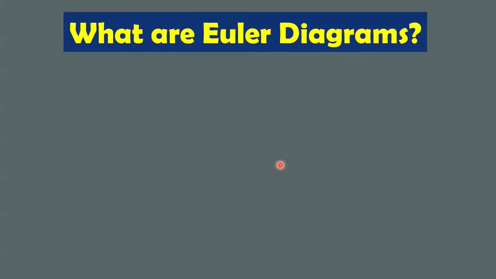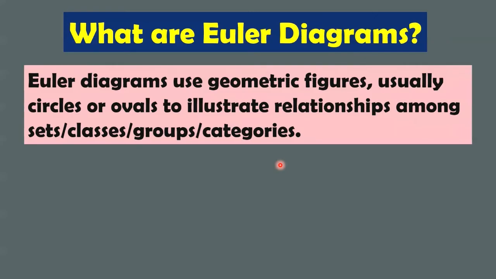Before we go back to our 5 examples and check which one is valid and which one is invalid, let me ask you first, what are Euler diagrams? Kasi ito yung gagamitin natin to check the validity of a given categorical syllogism. Okay, so Euler diagrams use geometric figures, okay? Usually circles or ovals, okay? To illustrate relationships among sets, okay, classes, or groups, or categories.